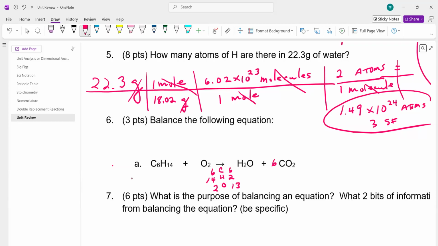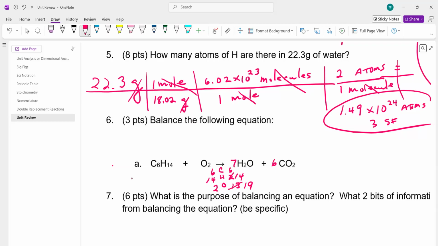H. H, okay. All right, so we've got to deal with that. So we're gonna put 7 here. That'll give us 14. It's gonna change the oxygens though. So we've got 7 and 12 is 19. Okay, oxygens are way underbalanced. So how do we make O2s 19?